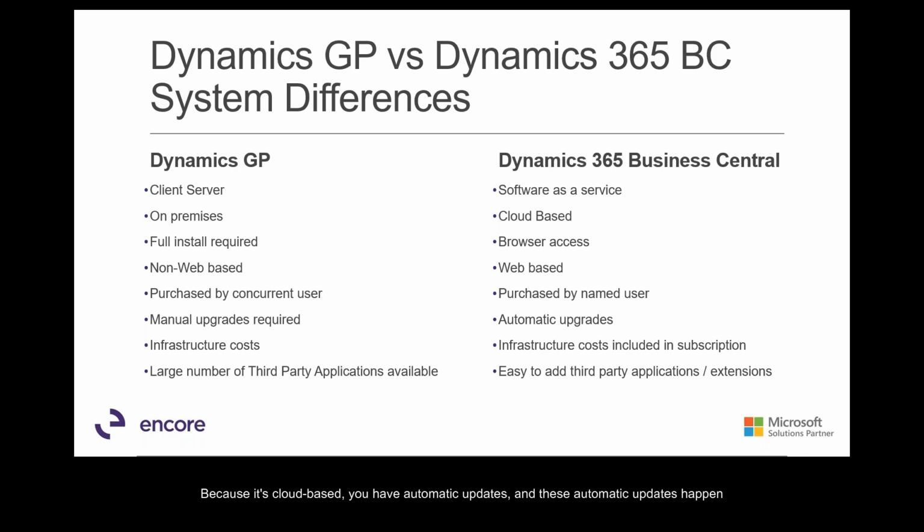Because it's cloud-based, you have automatic updates. You have 2 major updates a year and some hot fixes a couple of times a year. The major updates, you can schedule them. So you'll have a time frame. You'll know that the major update is going to occur sometime in April, and you have maybe until the end of April or end of May to schedule the upgrade. But eventually, it's going to be forced upon you. The infrastructure cost is included with your subscription, and just like GP, there are multiple third-party application extensions that you can add into Business Central very easily through a marketplace.